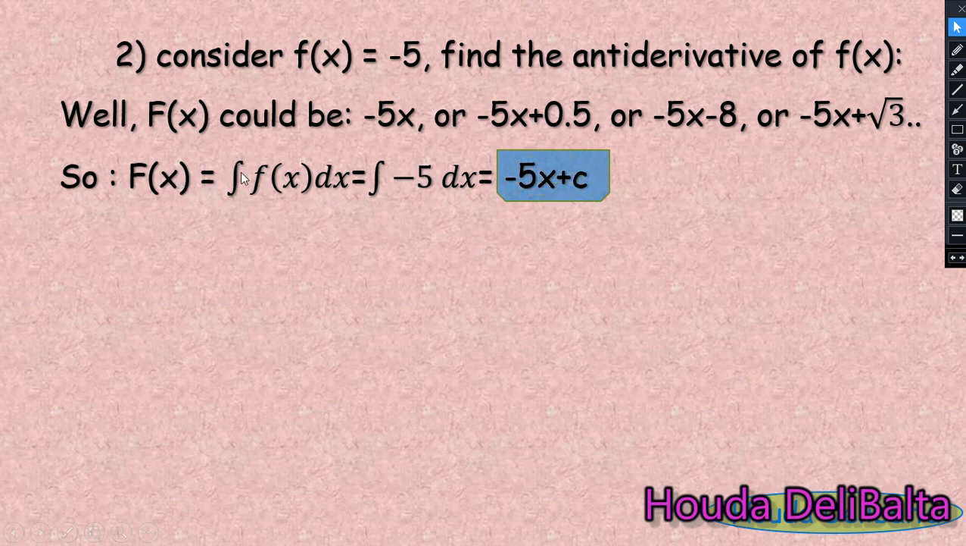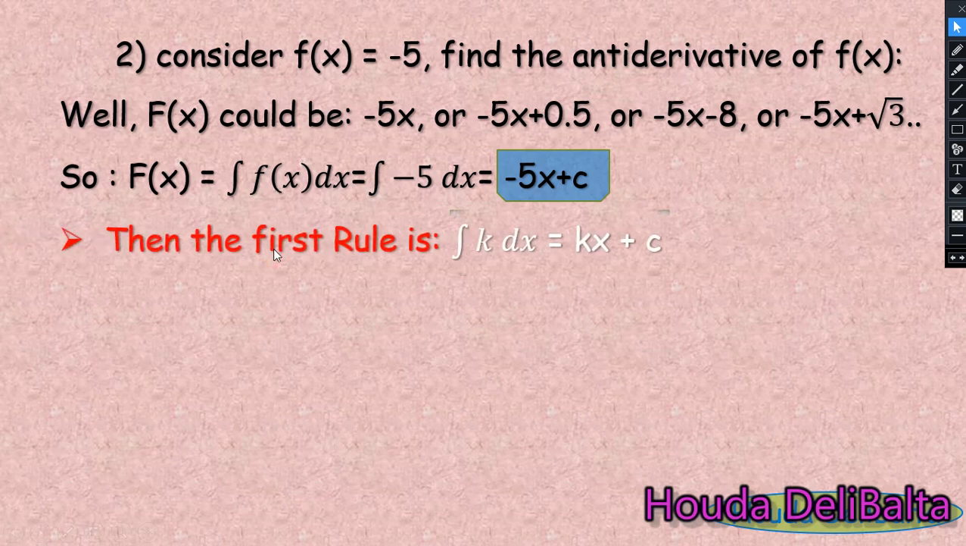Capital F of x equals the integral of small f of x. Replacing by minus 5, I will get minus 5x plus c, because I repeat, I'm searching for a function whose derivative is minus 5, then definitely it is minus 5x plus a certain constant. I'm giving you these examples because I want you to discover the rule. The first rule of antiderivatives is, who can tell me? Think a little bit. The first rule is the integral of k dx equals kx plus c.